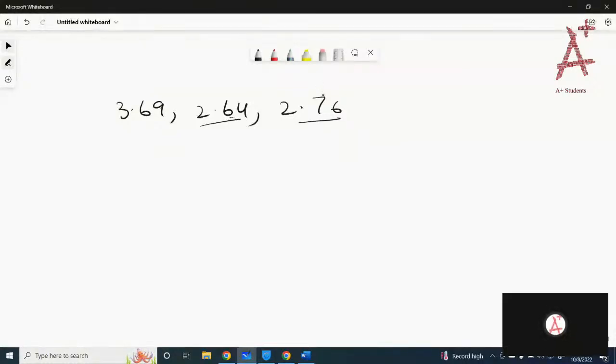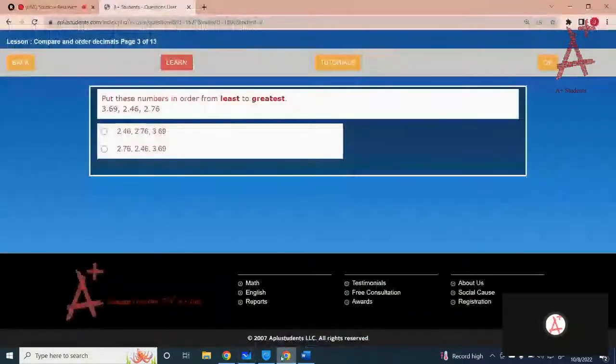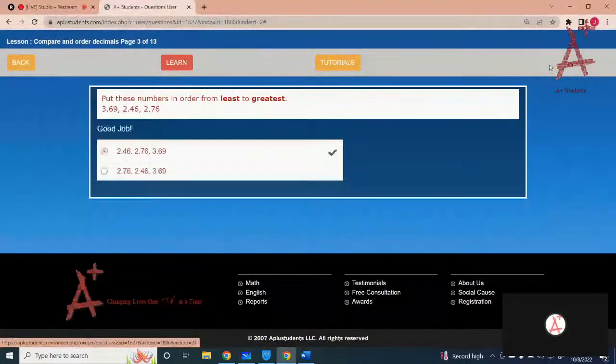Very good. 2.46 is the smallest. Got it? Very good. Okay, then you have 2.76 and then the highest one is 3.69. Got it? Very good. So the correct option is yes, it is 2.46. Sorry, I've written 2.64 on the board actually. So 2.46, then 2.76, and then 3.69. Very good.